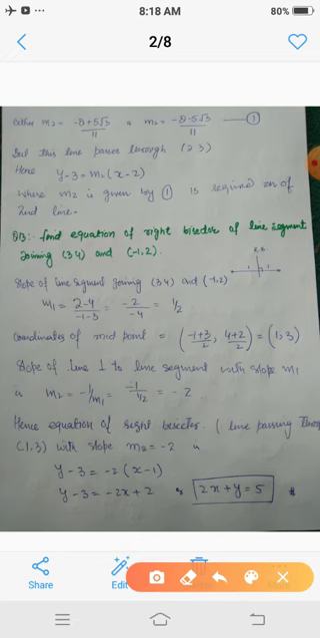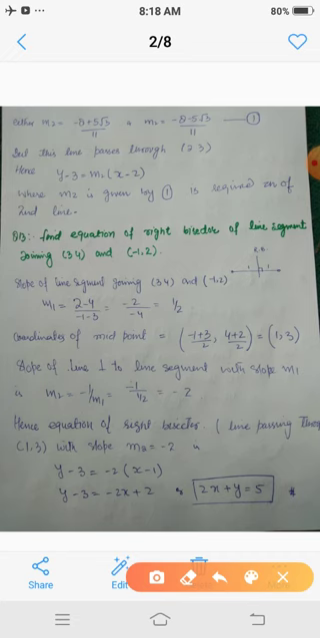This means that we have a slope, we have a point. So using the slope point form, the equation of the second line is y minus 3 equals m2 into x minus 2. Here m2 is given by first, so this is the required equation of the second line. Now find the equation of the right bisector of the line segment joining points (3, 4) and (minus 1, 2).